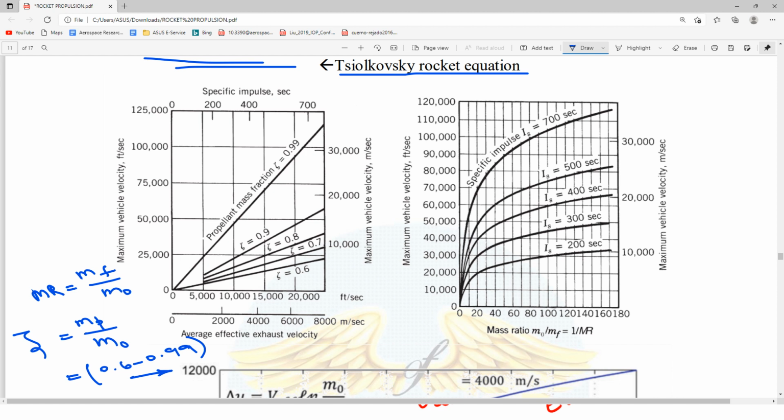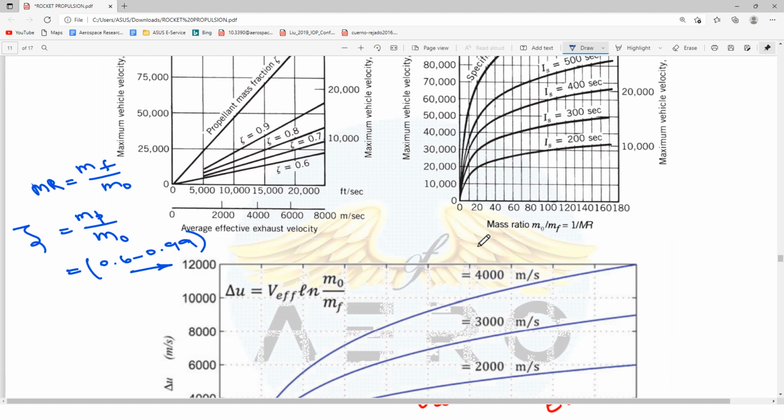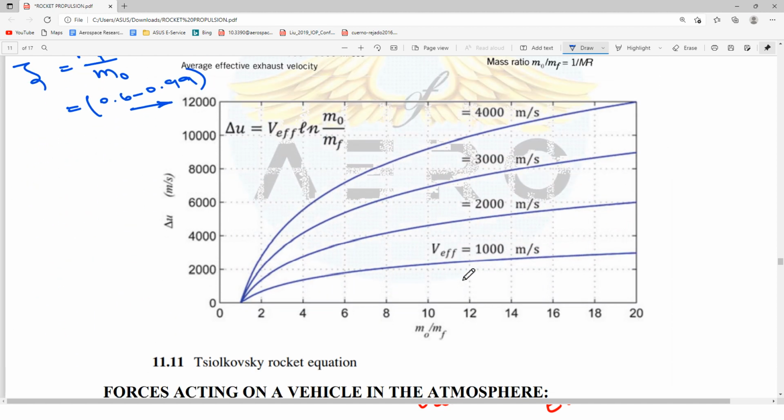Maybe someone may ask a question: how does the mass ratio play a vital role, how does it affect the maximum vehicle velocity? So this is the understanding from this particular figure.